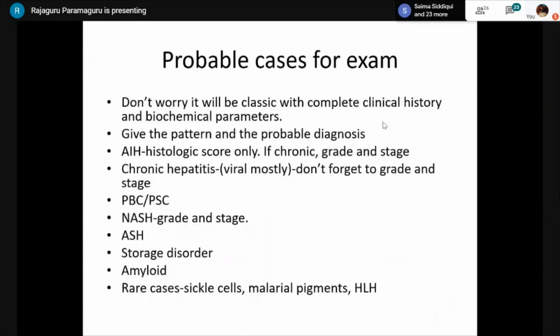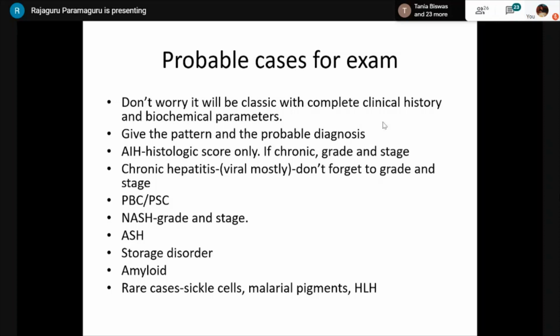So for the exam, I would say that you don't have to worry about this presentation if you are getting some really challenging cases. You will be getting classical cases with proper clinical history and proper biochemical parameters, but you will have to be well aware of the clinical history and other serological and biochemical parameters before arriving at a diagnosis. Just read the history properly, come to a conclusion of what you are going to deal with under the microscope, and then give a pattern and the probable diagnosis.